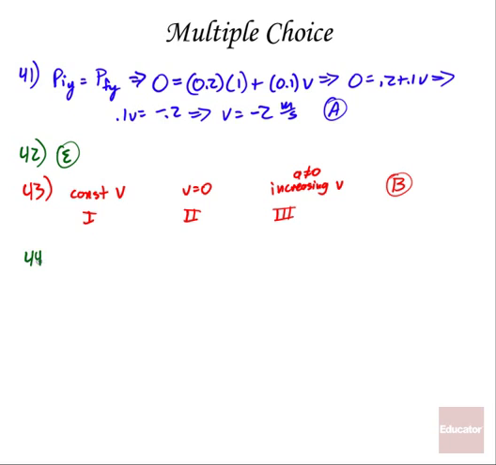If we go to 44, the sum of the forces is 0. Well, when the sum of the forces is 0, that means the acceleration must be 0 by Newton's second law. The only place where the acceleration is 0 is 1, constant velocity, and 2, no velocity. So the answer there must be 1 and 2, or answer C.